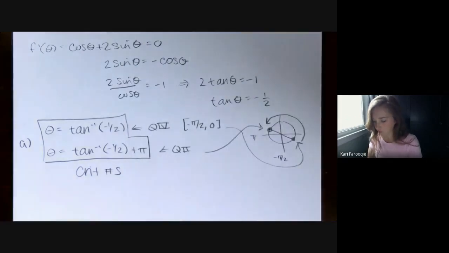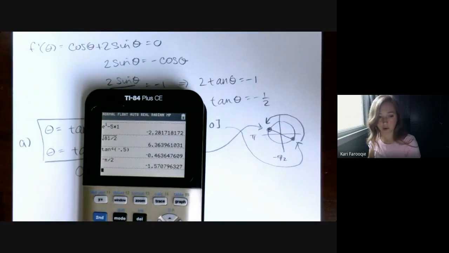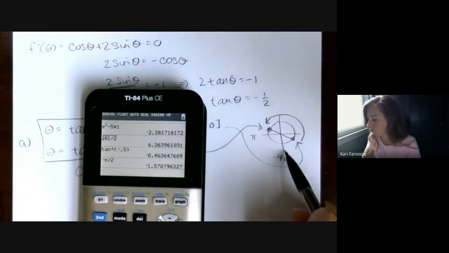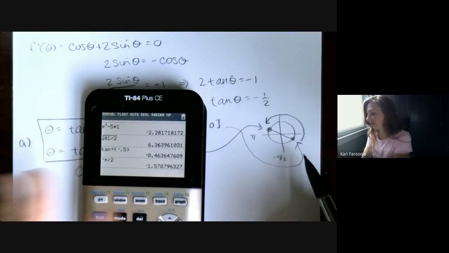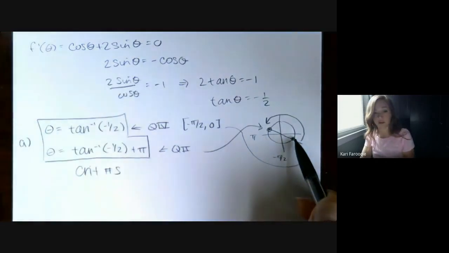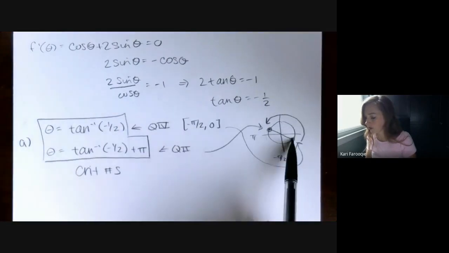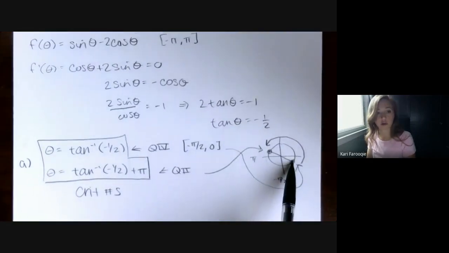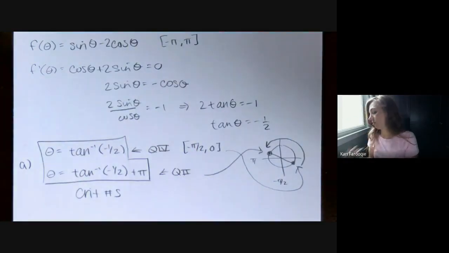Negative pi over 2 is approximately equal to negative 1.57. So if this is negative 1.57, this spot right here would be right about negative 0.4636. So that's kind of where this came from. Inverse tangent of -0.5 would be over here. And the interval that we were looking at was from negative pi to pi. So then we were thinking, okay, we're going to need one more place where this happens, or at least we're going to look for it.